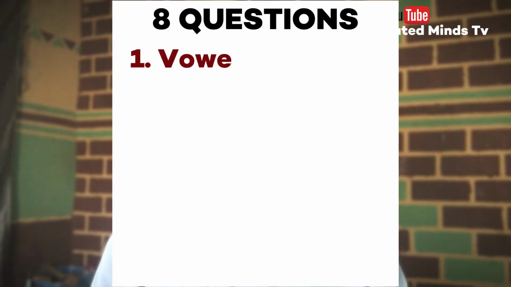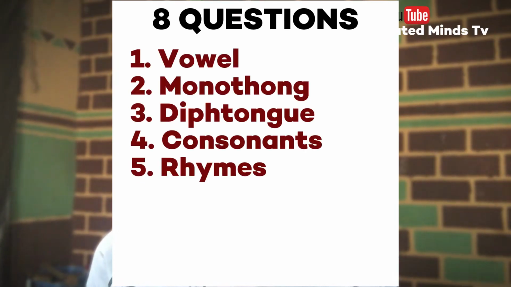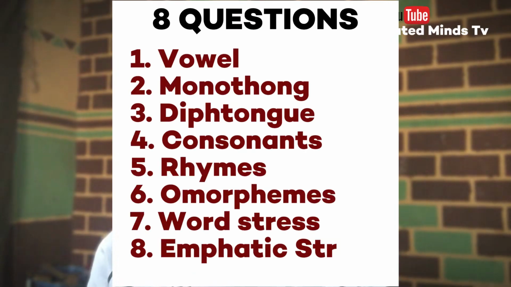So the third part of it is what we refer to as the oral form, and this will be 10 questions in total. So we have the vowels, the monophthongs, the diphthongs. We also have the consonants, the rhymes, the homophones, the word stress, and emphatic stress. Just 10 questions will be asked about this, and definitely you can do well on them, so it's not hard at all. Now let us talk about how you can prepare maximally for the Jamb examination for 2026.